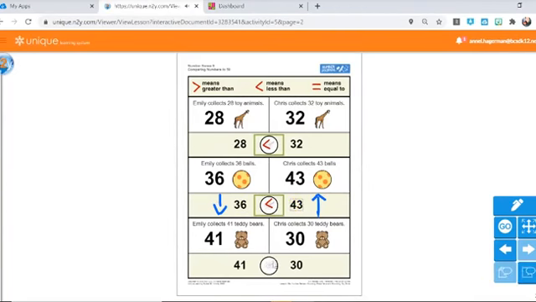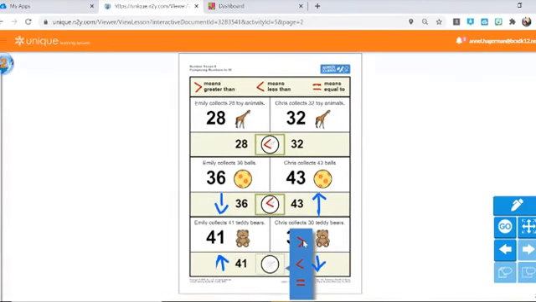Let's look at 41 and 30. Is 41 bigger or smaller than 30? Look at my arrow. 41 is a bigger number. 30 is smaller. So I have to show that 41 is bigger or greater than. So my little mouth is going to open up towards the bigger number. 41 is greater than 30.